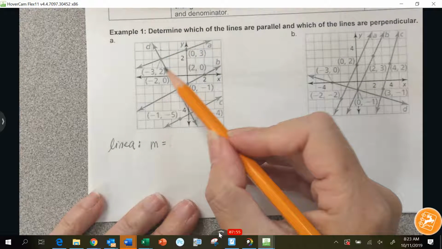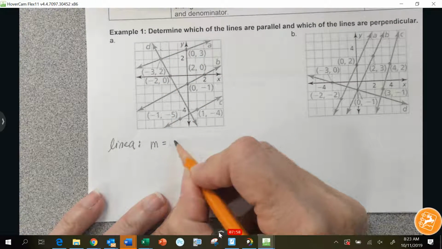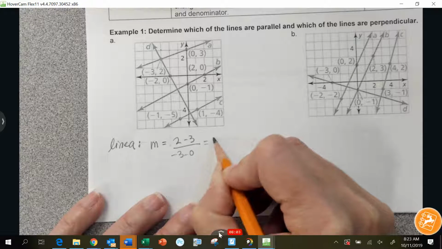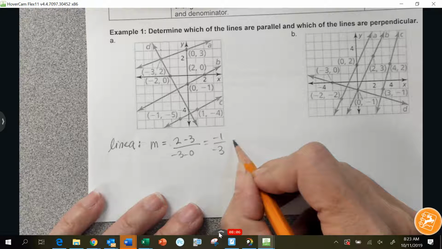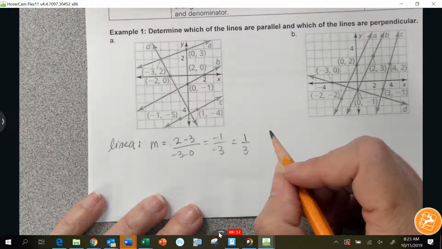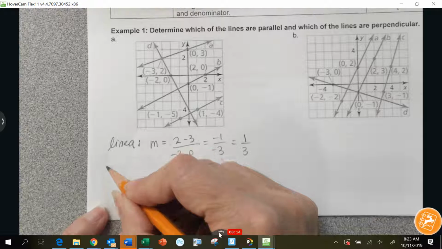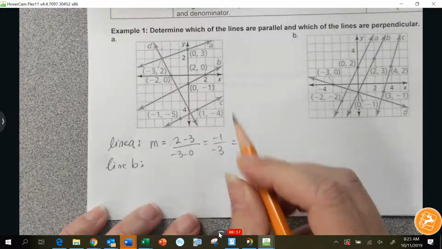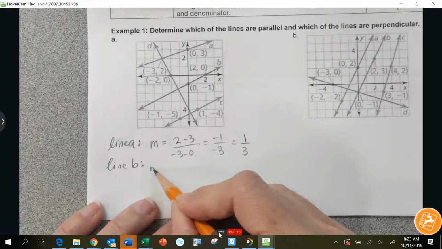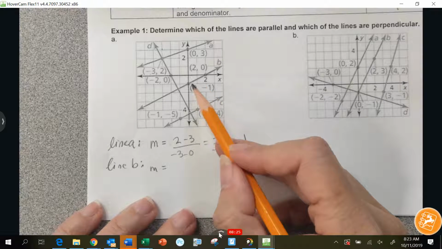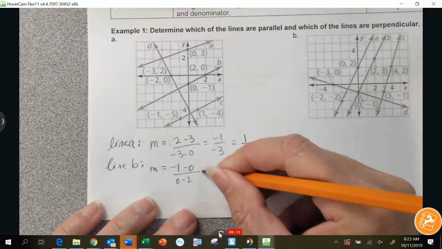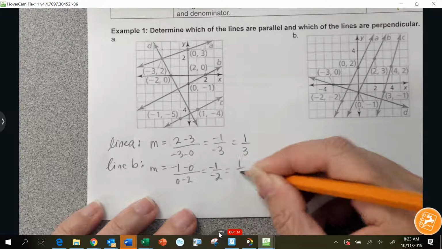If there is not a picture for you, then you're going to have to use the points, which are -3, 2, and 0, 3. So I would go 2 minus 3 over -3 minus 0, which is -1 over -3, which is positive 1/3. Is that the same answer you got? Positive 1/3? Yeah, when you counted rise over run? Okay. Line B. Here's my line B. I've got -1 minus 0 over 0 minus 2. And I get 1/2.